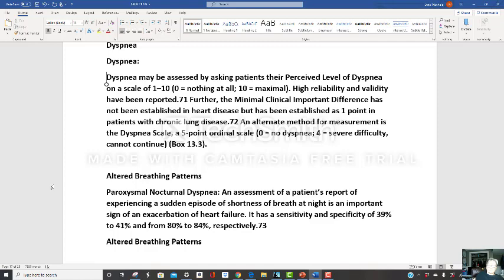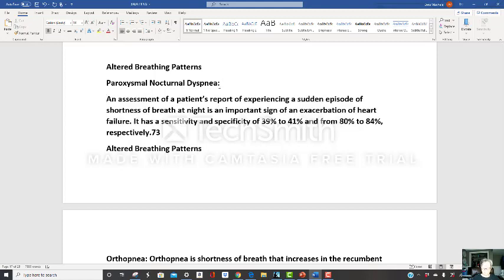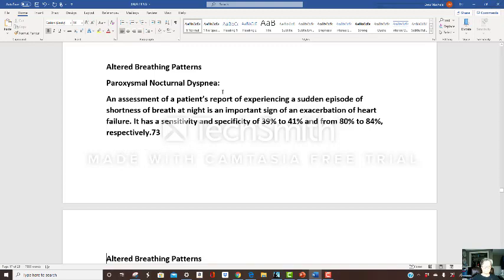Box 13.3. Altered breathing patterns. Paroxysmal nocturnal dyspnea. An assessment of a patient's report of experiencing a sudden episode of shortness of breath at night is an important sign of an exacerbation of heart failure. It has a sensitivity and specificity of 39% to 41% and from 80% to 84%, respectively.